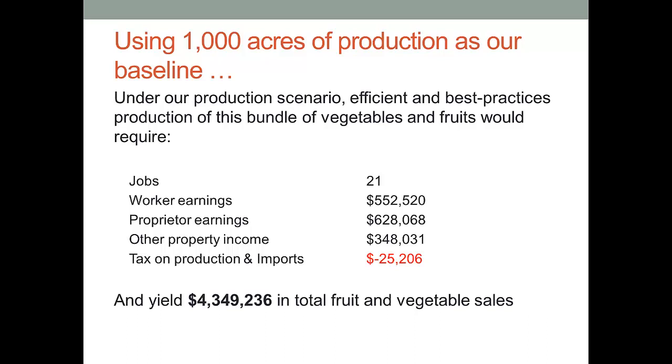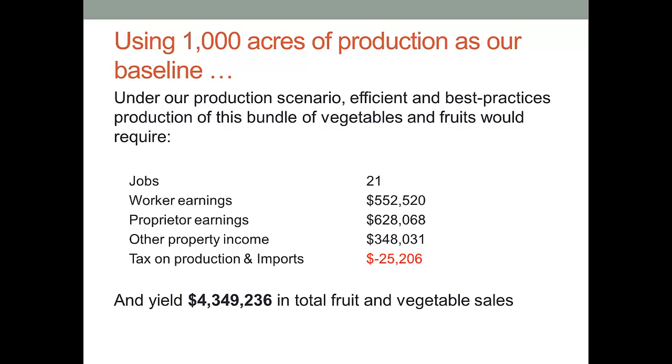To produce this bundle of fruits and vegetables on 1,000 acres would require, in Kane County, 21 jobs, paying worker earnings of $552,520, proprietors' earnings of $628,068, other property income of $348,031, and then taxes on production and imports, the last element of value added, was a minus $25,206.